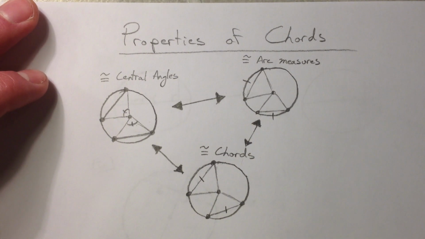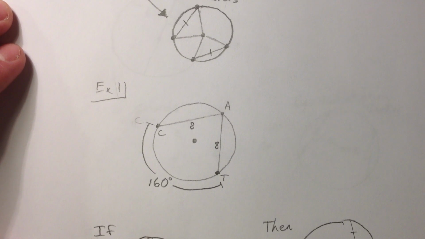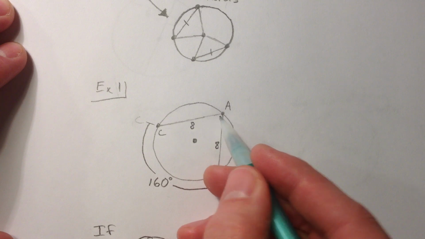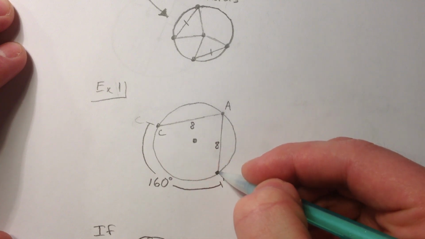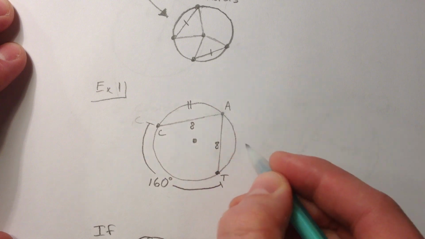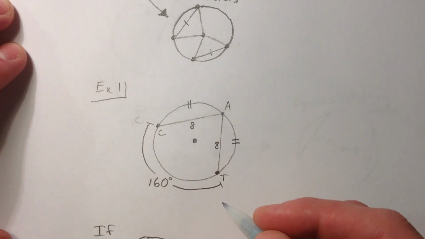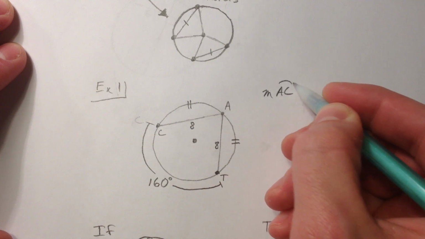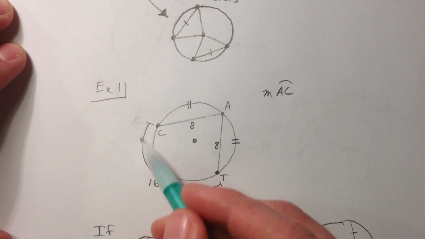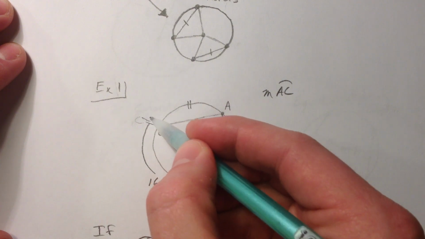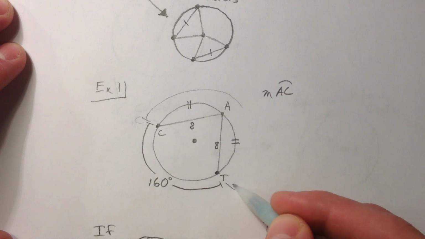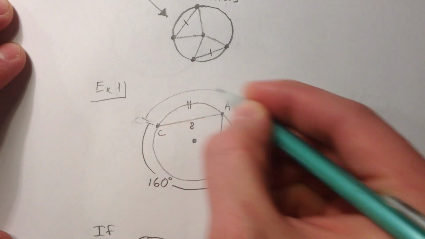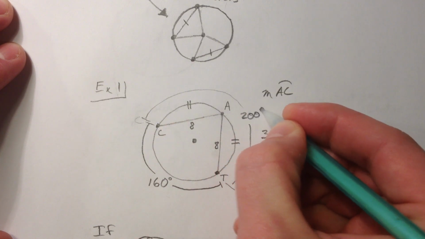Back and forth. So what this could look like, in this picture, we've been given that AC is 8 and AT is 8, so this chord is congruent to this chord. So if that's true, then this arc must be congruent to this arc. So if I wanted to find, say, the measure of arc AC, well, I know that this arc is 160, and so if I went all the way around, that arc would be 360 minus 160, and so I call this the leftovers. This is 200 degrees.